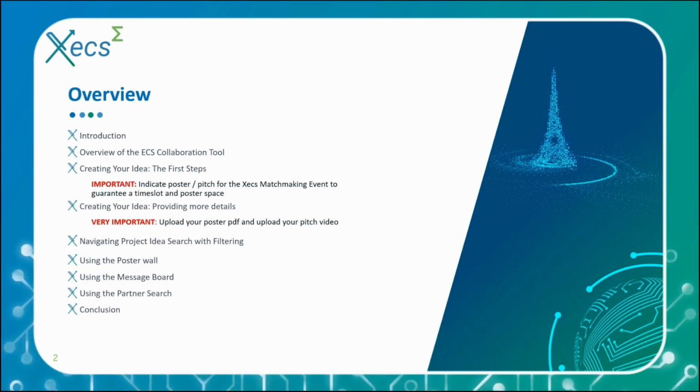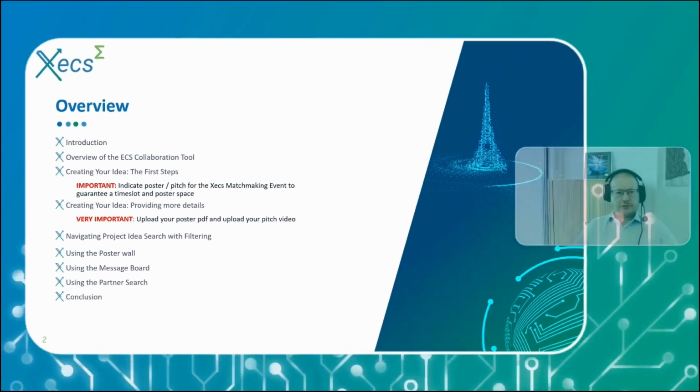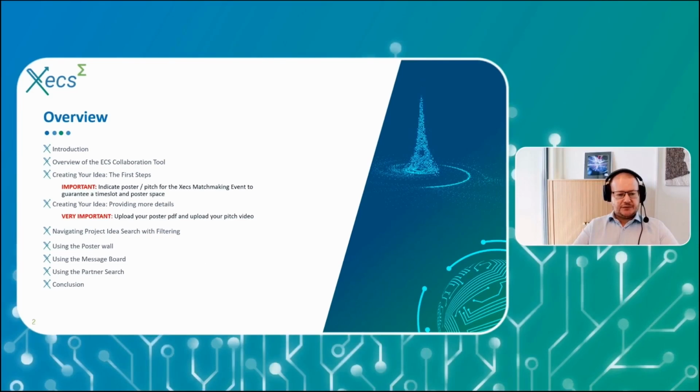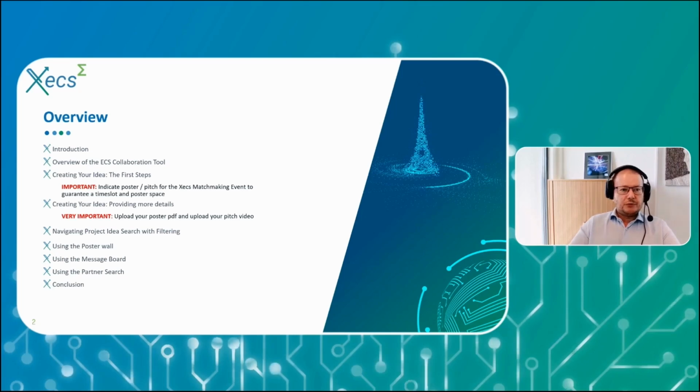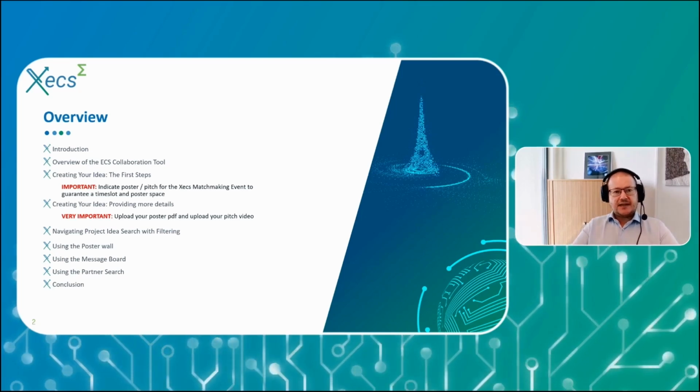For those who don't have a project idea, this is also interesting. I will explain how to search through the project ideas inside the tool. Then I will explain how to use the poster wall, in which you can see the posters directly online before the event even happens. There is the message board, where you can leave a message for people to find you and build consortia. And I will explain how to use the partner search. At the end of this presentation, I will conclude with the most important steps you can take. Okay, next slide.